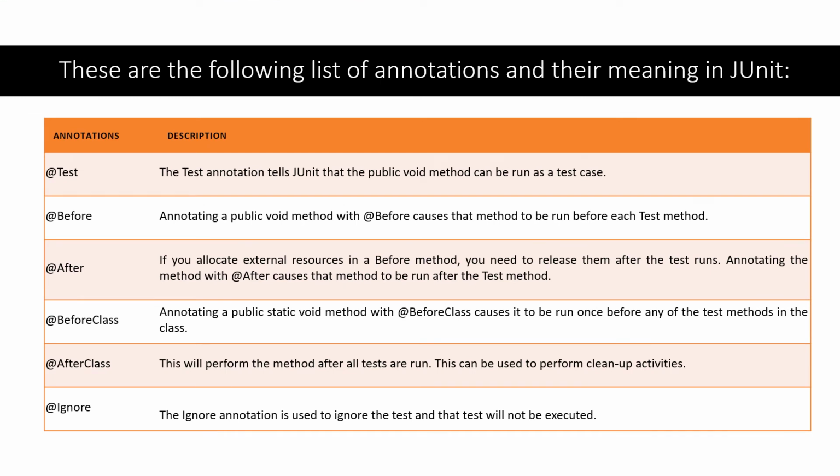So these are the following list of annotations and their meaning in JUnit. So @Test, as we have seen, the test annotation tells JUnit that the public void method can be run as a test case. @Before, annotating a public void method with @Before causes that method to be run before each test method. @After, if you allocate external resources in a before method, you need to release them after the test runs. So annotating the method with @After causes that method to be run after the test method.